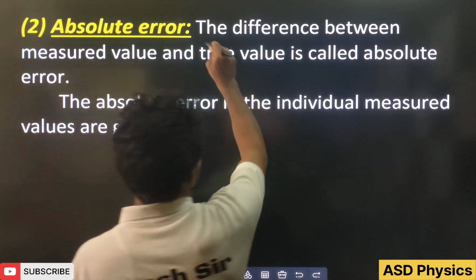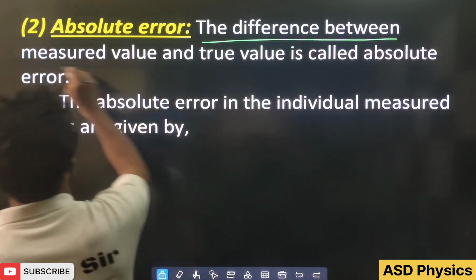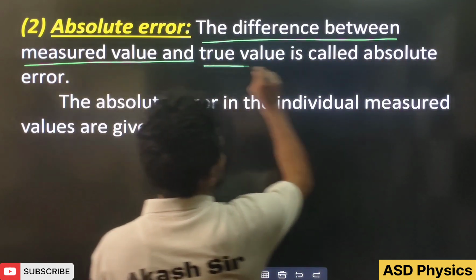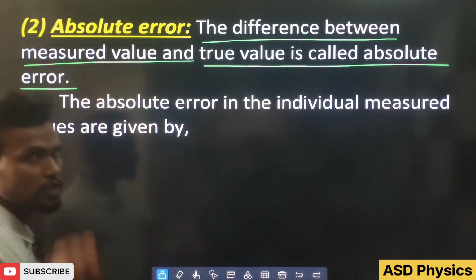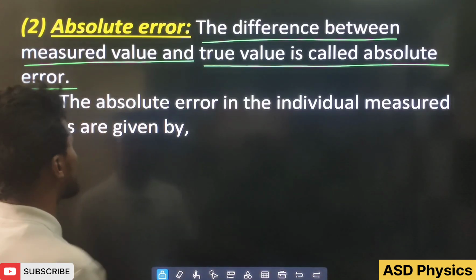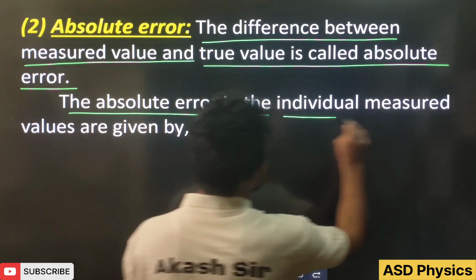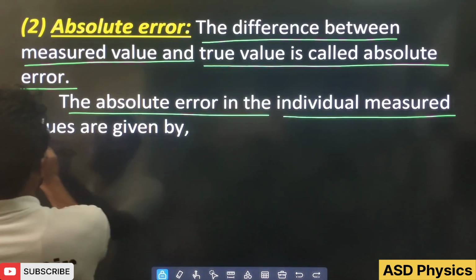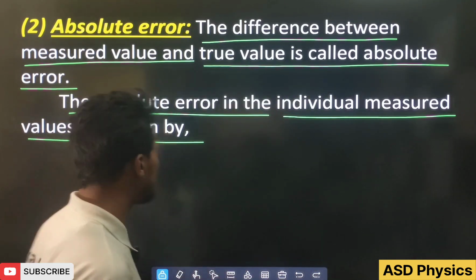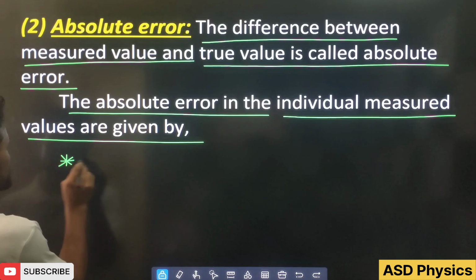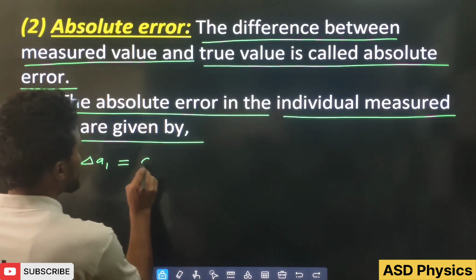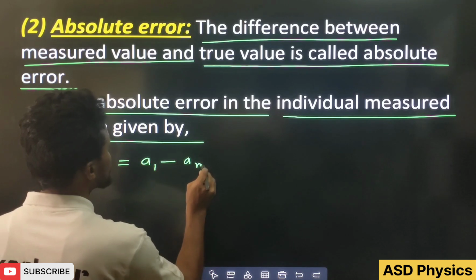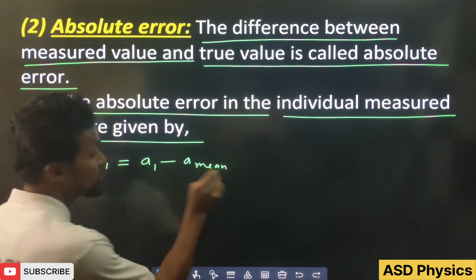So see here, the difference between measured value and the true value is called absolute error. Even before I have told you that was absolute error. Now, the absolute error in the individual measured values are given by, okay. If we talk about the absolute error in measurement one, delta A1 will be A1 minus A mean, that is, measured value minus true value.